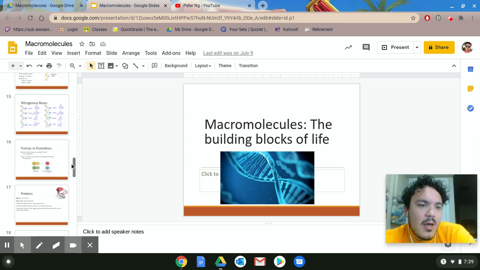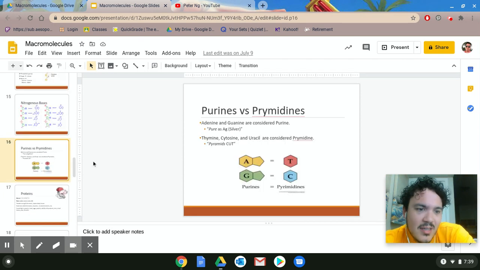And the last thing we were talking about was this whole purine pyrimidine discussion, as far as purines having two rings, pyrimidines having one. Again, I love my mnemonics. I think mnemonics help a ton. It's just up to you if you think it helps you too.